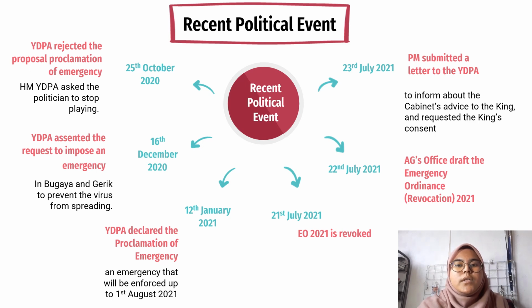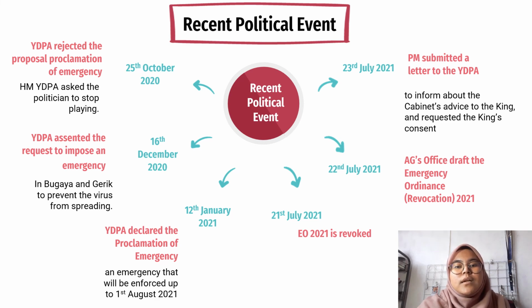On 25th October 2020, the Yang di-Pertuan Agong rejected the proposal of emergency made by the Prime Minister and asked politicians to focus on the people's issues and stop playing politics. On 16 December 2020, the Yang di-Pertuan Agong accepted the request to impose an emergency in Bugaya and Gerik to prevent the virus from spreading. On 12 January 2021, the Yang di-Pertuan Agong declared the emergency for the whole federation from January to 1st August 2021. On 21st July 2021, the emergency was revoked.